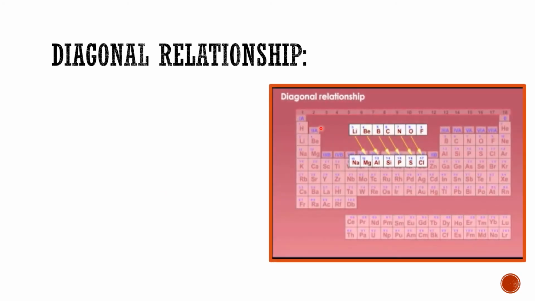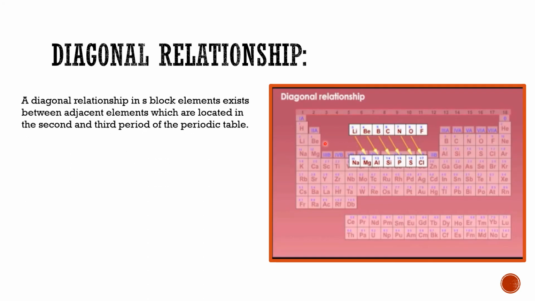And then the diagonal relationship. Alkali and alkaline earth metals exhibit a diagonal relationship. A diagonal relationship in the S block exists between adjacent elements which are located in the second and third period of the periodic table. That is this and this.